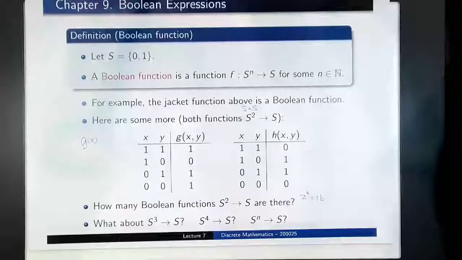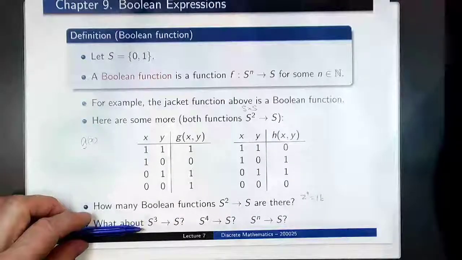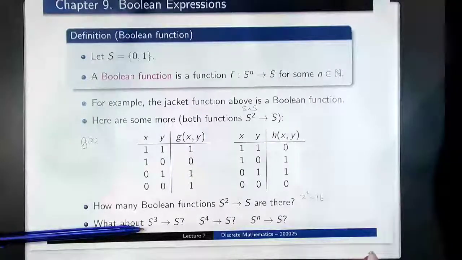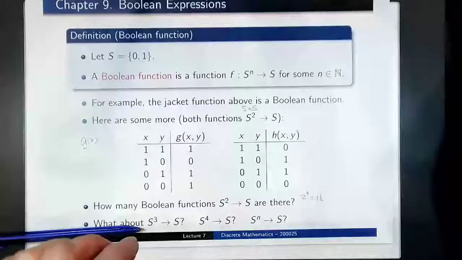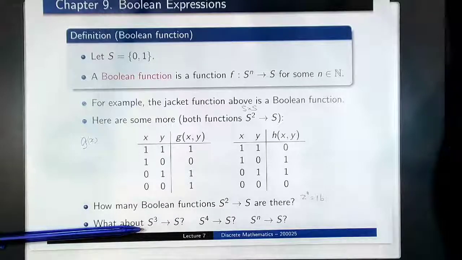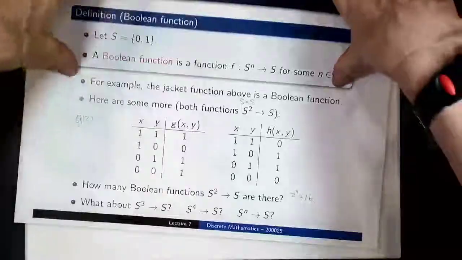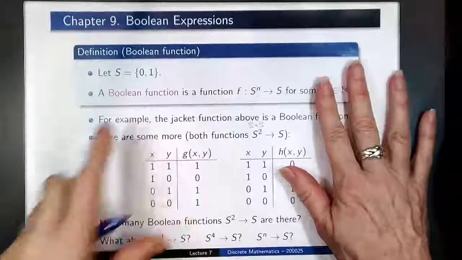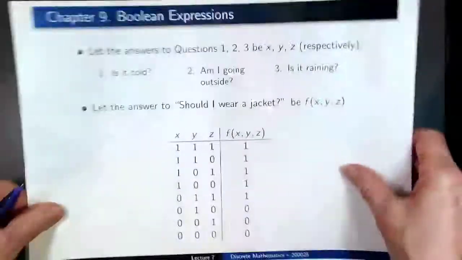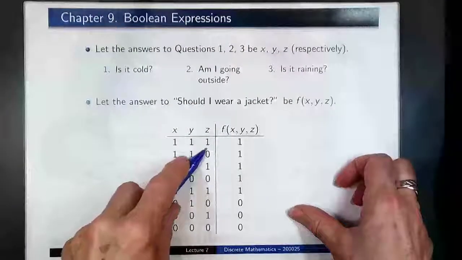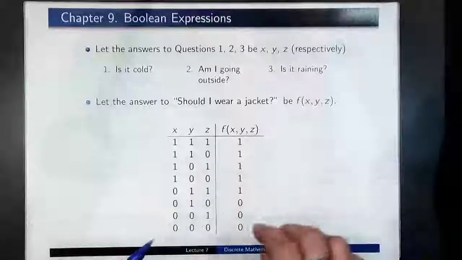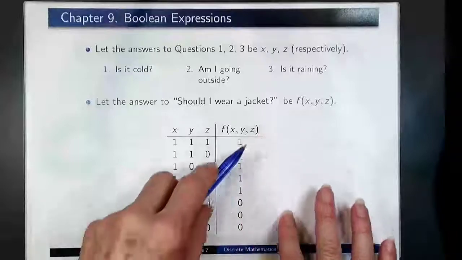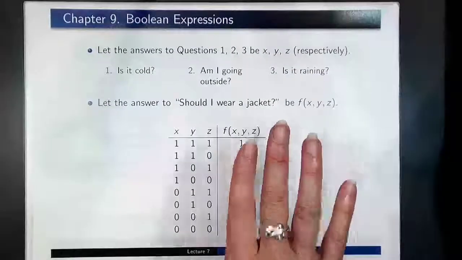Okay, how many Boolean functions are there from S cubed to S? What do you think up the back? Let's go back to our jacket function. This is an example of a function from S cubed. So that's just one function. There's lots of different functions I could have here. How many are there?